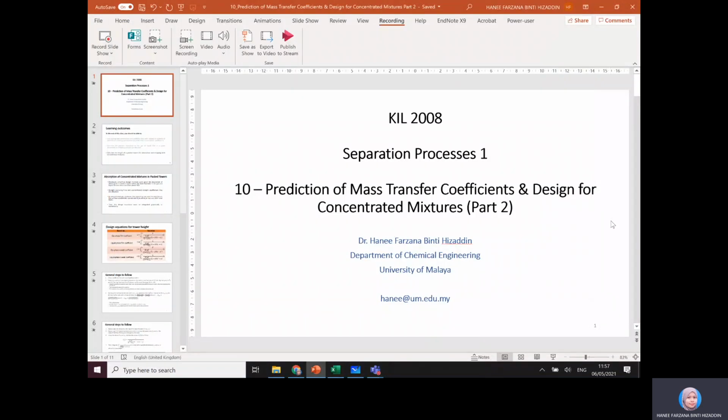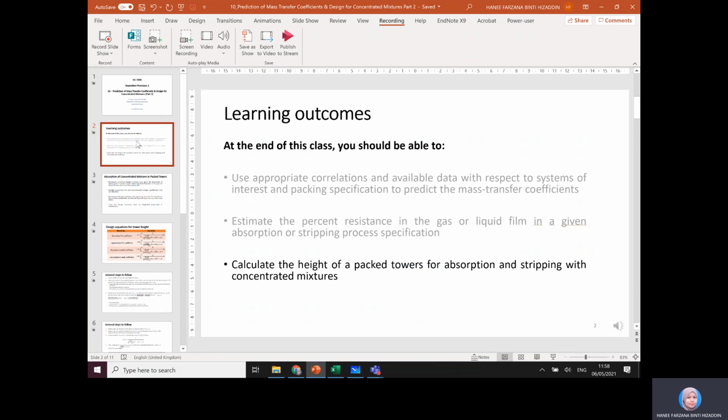Okay, so now we're going to part 2 of this topic on prediction of mass transfer coefficients and design for concentrated mixtures. For part 1, we already covered the prediction of mass transfer coefficients. So part 2 is to talk about the design of absorption towers for a concentrated mixture. So let's go through the learning outcomes.